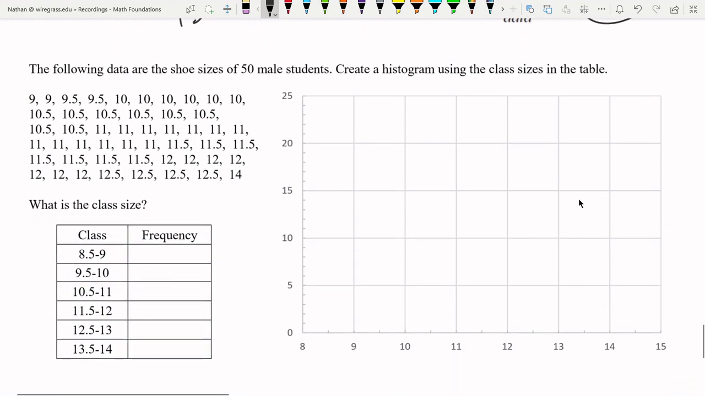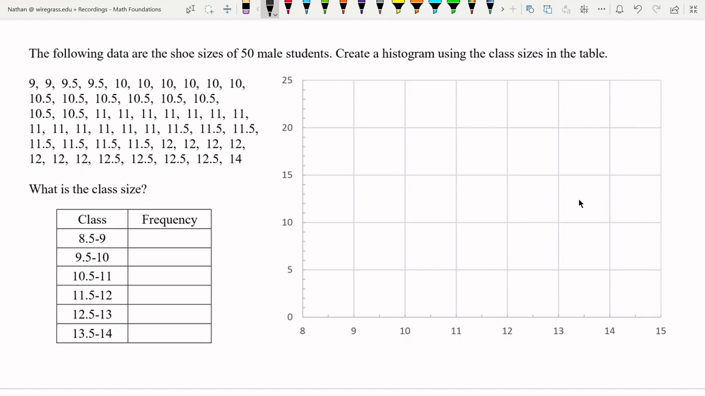Okay, finally, let's look at an actual histogram that we're going to make here. We have a data set here that's shown right here. I should put this in curly braces to show this is the full data set. And the shoe size of 50 male students. We're going to create a histogram using the class sizes shown in this table. So what is the class size? First off, you can see that the class size is 0.5 shoe size. And because 9 is included here, what's not included here, we're going to include the endpoints. And you're going to see that all of these shoe sizes are going to be only endpoints because of how shoe sizes work. Okay, 8.5 to 9, there is no 8.5.